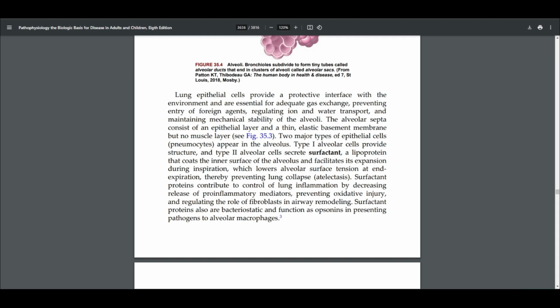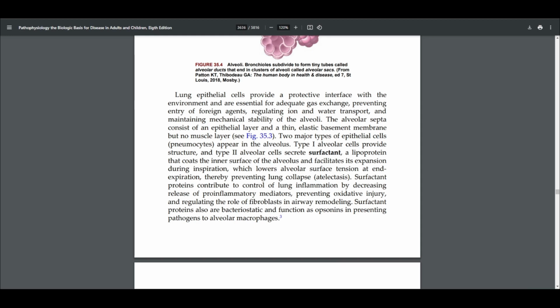Surfactant is a lipoprotein that coats the inner surface of the alveolus and facilitates its expansion during inspiration, which lowers alveolar surface tension at the end of expiration, thereby preventing the lung from collapsing, or atelectasis. Surfactant proteins contribute to the control of lung inflammation by decreasing the release of pro-inflammatory mediators, preventing oxidative injury, and regulating the role of fibroblasts in airway remodeling.